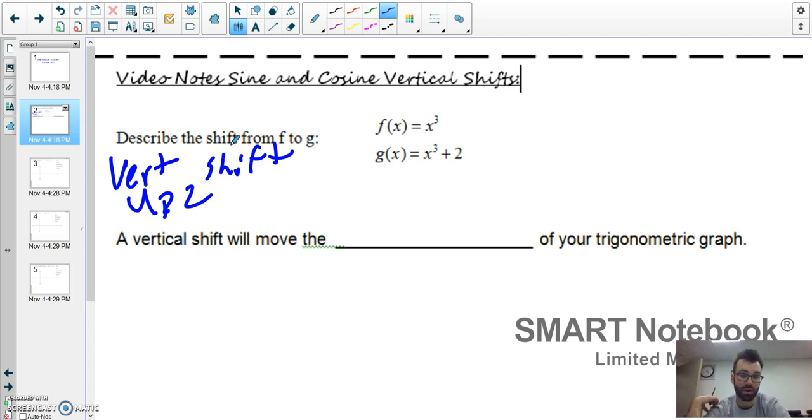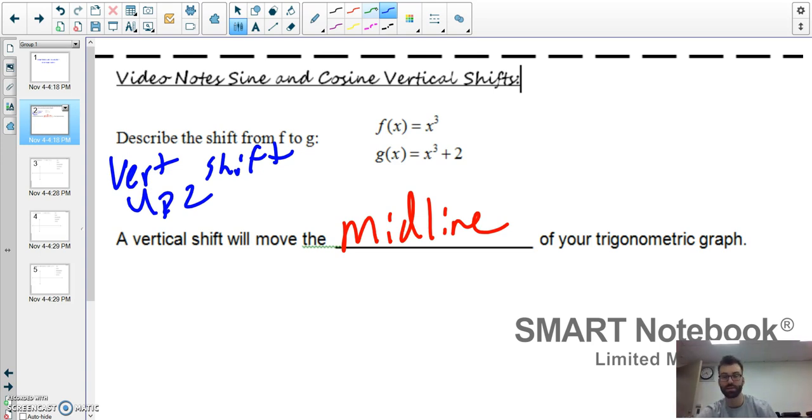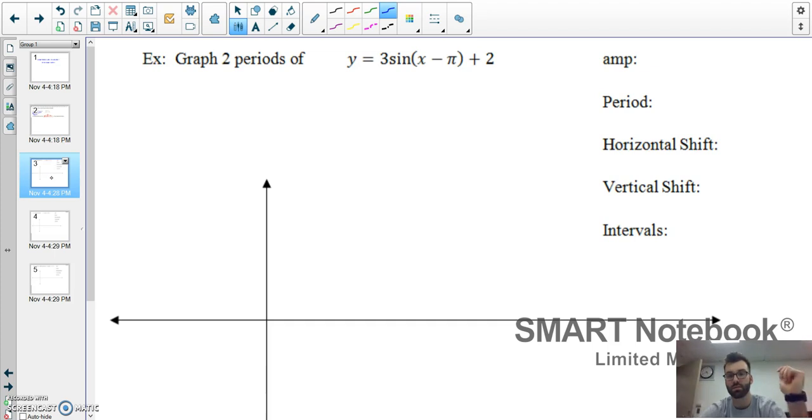A vertical shift, you've heard me say this word a lot in our last couple of videos. A vertical shift will move our midline, and we will say that word all of the time, a lot this unit and throughout these videos. So let's see what that means.